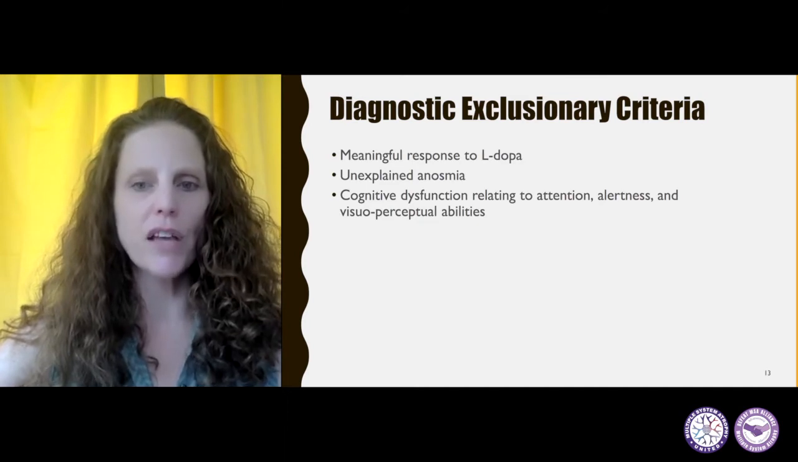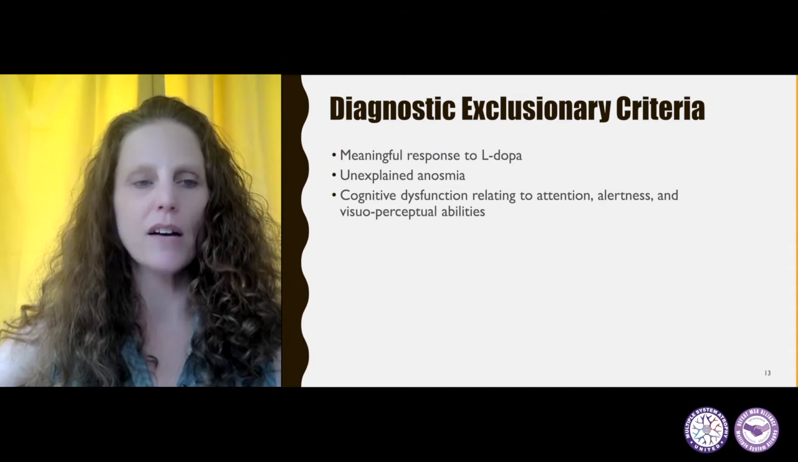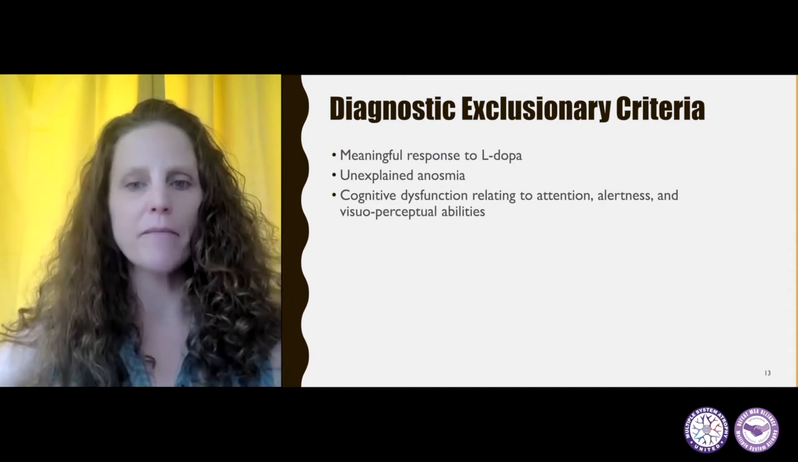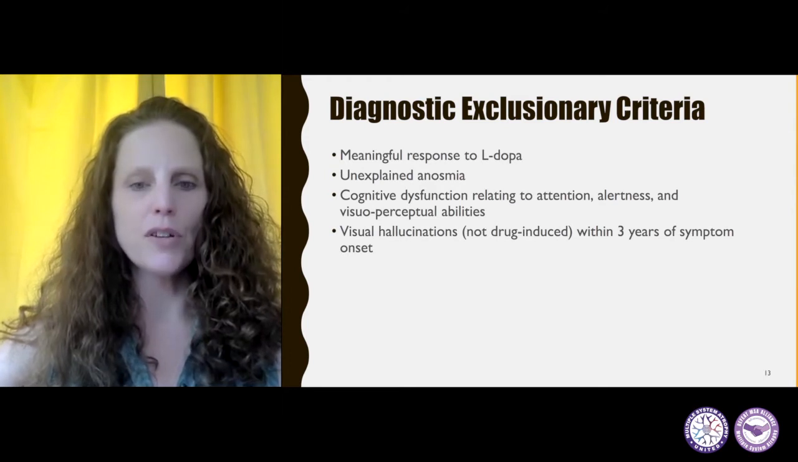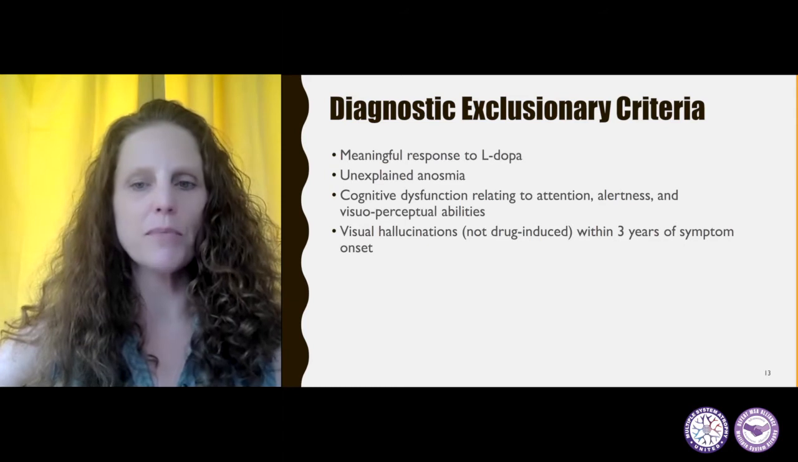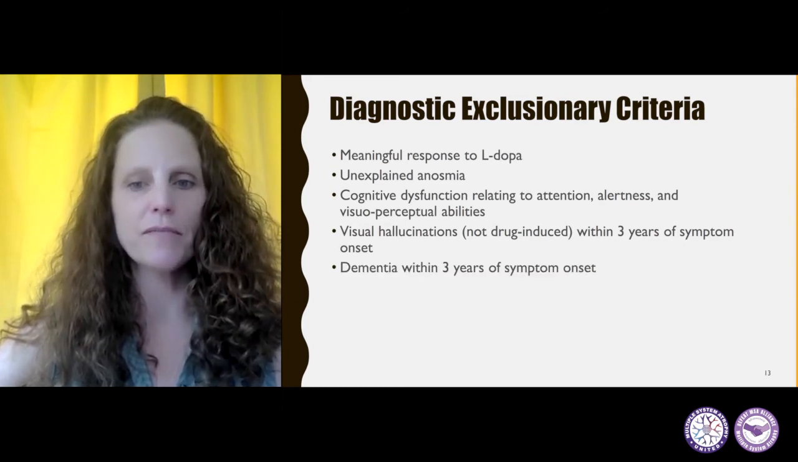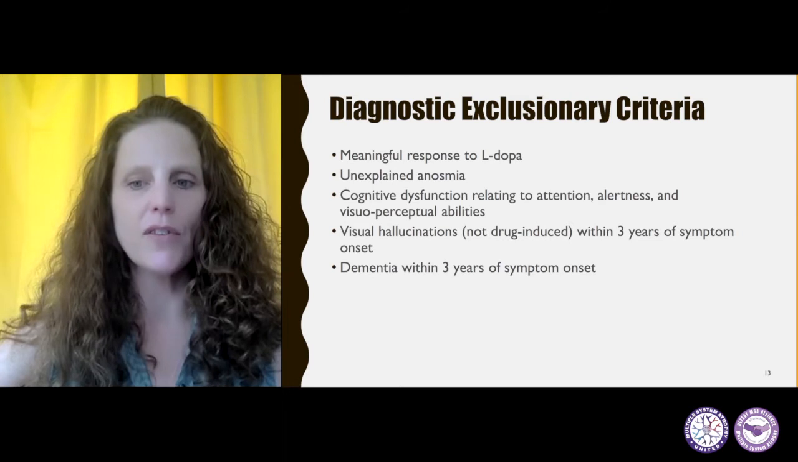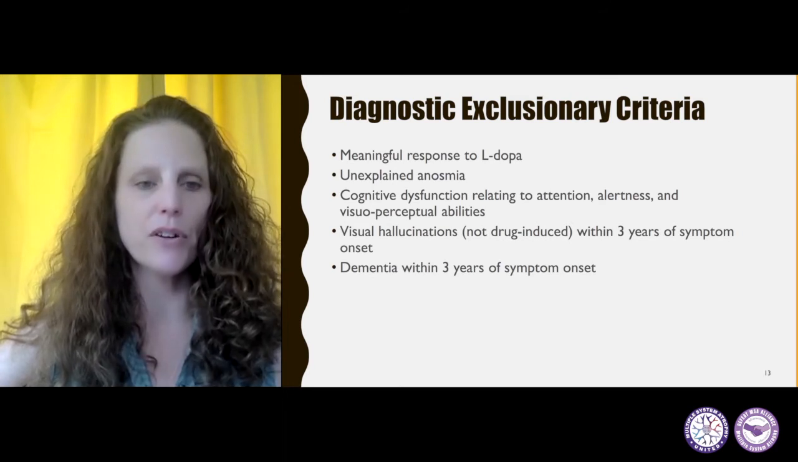Cognitive dysfunction relating to attention, alertness, and visuoperceptive abilities. Cognitive functioning usually remains intact in patients with MSA. Visual hallucinations that are not drug induced within 3 years of symptom onset. Patients with MSA generally do not experience hallucinations. Dementia within 3 years of symptom onset. Dementia is less commonly a feature of MSA than with other similar conditions.